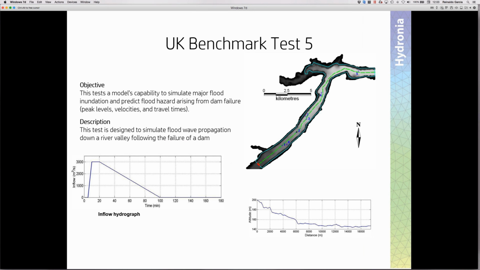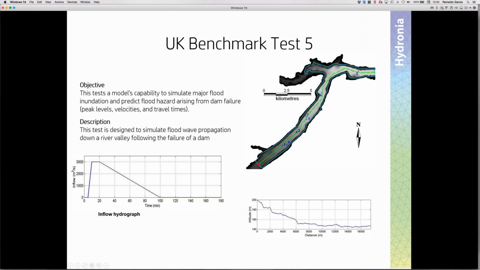Now, the first test is test 5. The objective of this test is to evaluate the model capability to simulate major flood inundation, so it's a big event, and to predict the flooding out of a dam failure, peak velocities, peak water levels, travel times, etc. Now, the test is designed to simulate the flood wave propagation on the real terrain in a river valley out of a dam break occurring here upstream.